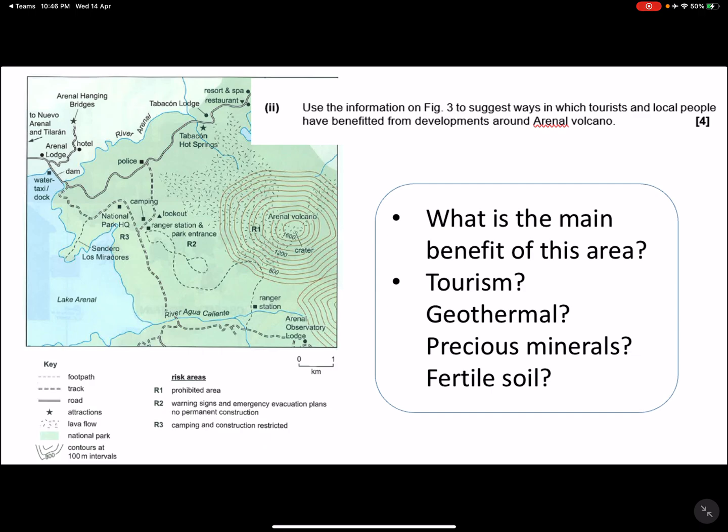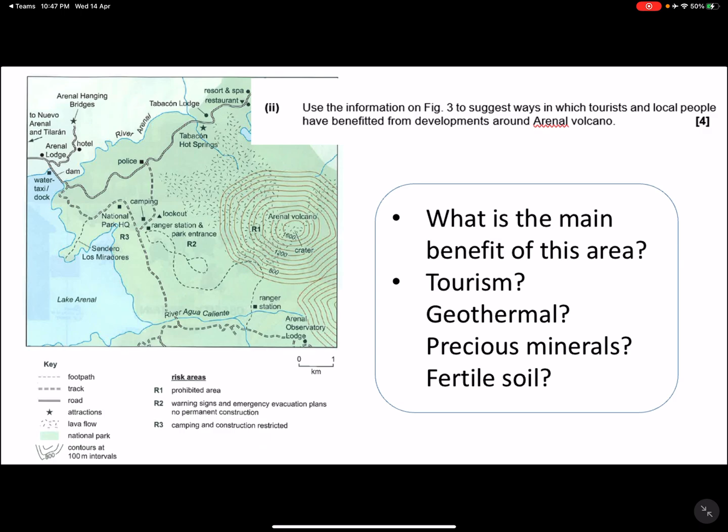Part 2 gives you yet another stimulus. Okay, another stimulus, if you look at it very carefully, this is a zoomed-in area, a topographical map of the Arenal volcano, okay, showing you where the lava flow occurred in the previous eruption. Okay, sectors, risk areas, R1, R2 and R3, footpaths, certain amenities and facilities that are built, certain attractions, where do you find all these things. So they want you to suggest ways in which tourists and local people have benefited, okay, firstly from the developments around this volcano here.